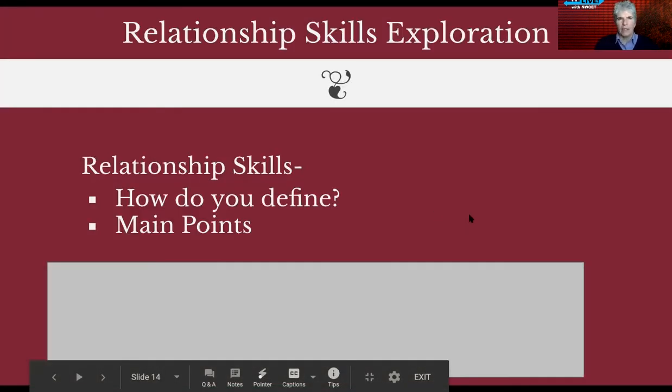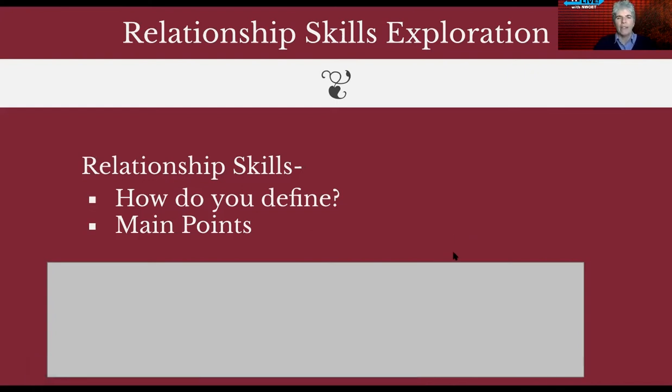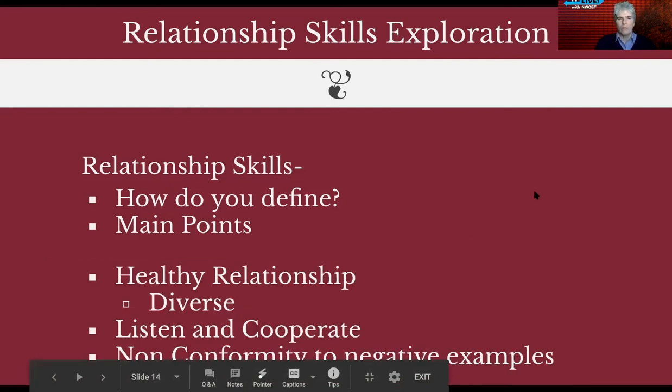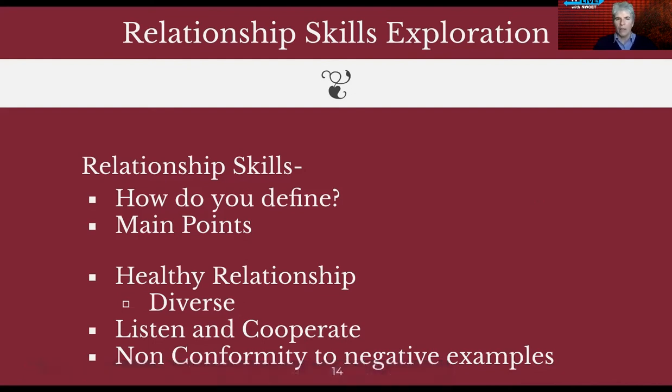Relationship skills, again, how do you define it? What main points would you bring out of that? I think it's kind of self-explanatory. Having relationships with people is important and sometimes difficult. And then what type of relationship is that? So how can we teach students skills to have healthy relationships, how to listen to people, how to cooperate with other people, not just conforming, like standing in silence, where it defines you by the group, and we don't want that to happen. So nonconformity to maybe something you don't agree with.